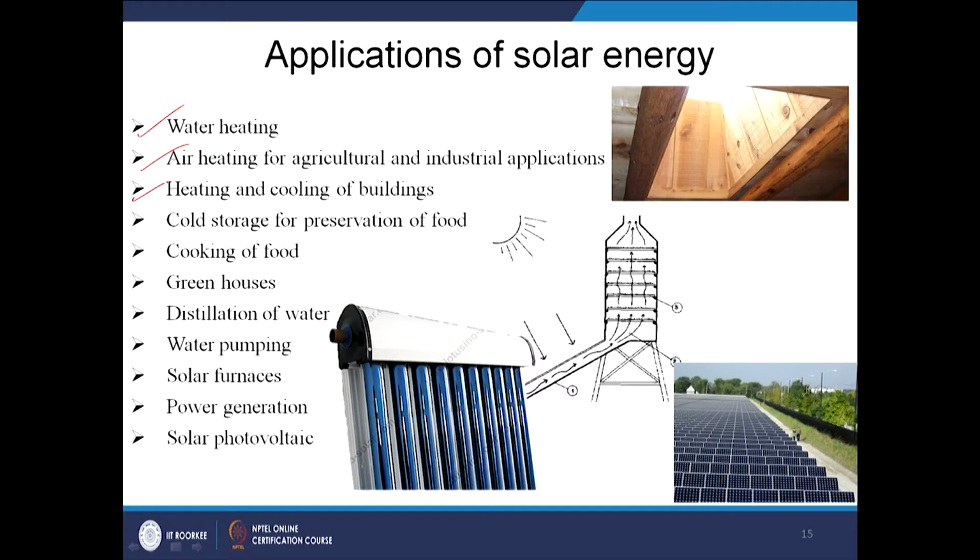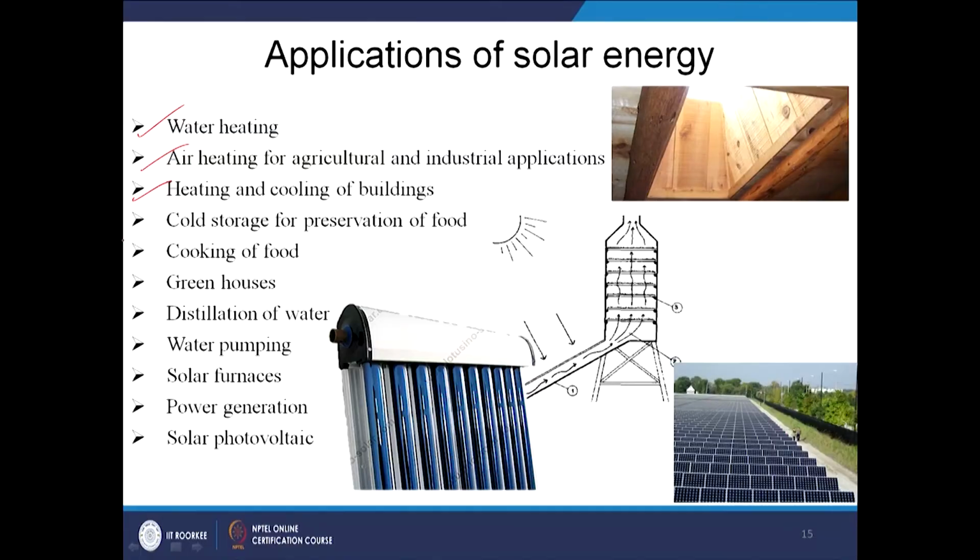And then heating and cooling of buildings, where solar energy can also be used. We have to design the buildings in such a way that we can capture energy from the sun when needed and avoid energy from the sun when not needed. That is passive design of buildings, which we will discuss. And then cold storage for preservation of food, and cooking of food, are also applications of solar energy. And then greenhouses, designed so that they consume less energy.